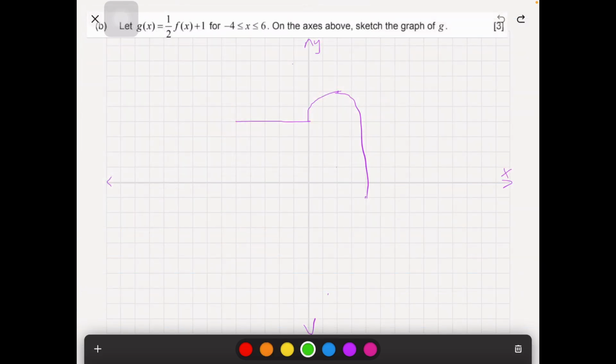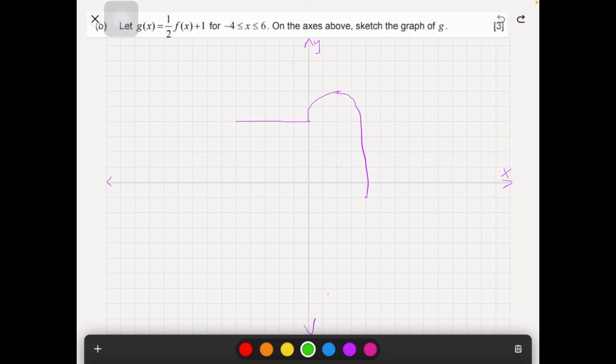Part B basically gives us the original graph of f of x, and it asks us to transform it and then redraw the graph. I guess you could do this the long way, where you make a table of values and you transform everything using mapping notation. But you don't actually have to do that, as on the graph itself you can sketch intermediate steps and then erase them afterwards. So that's what I'm going to do here.